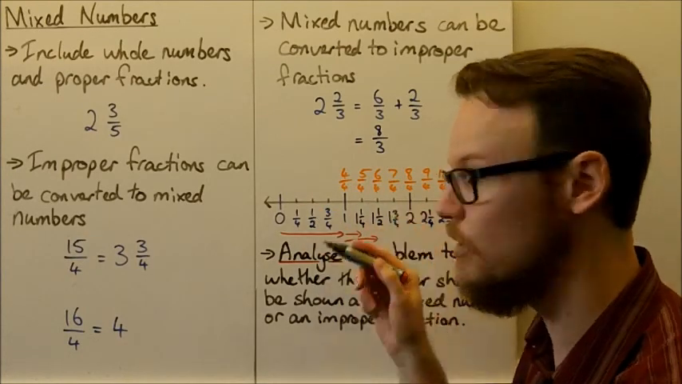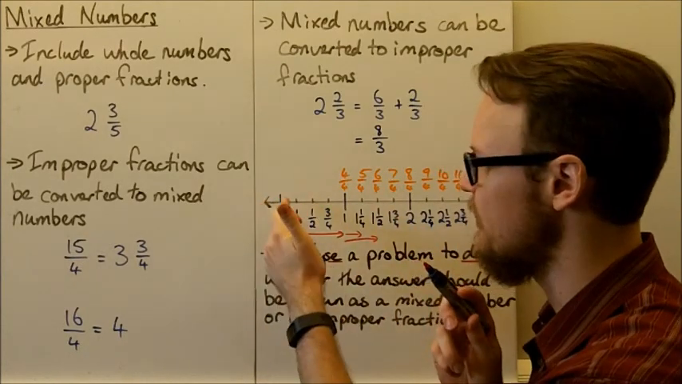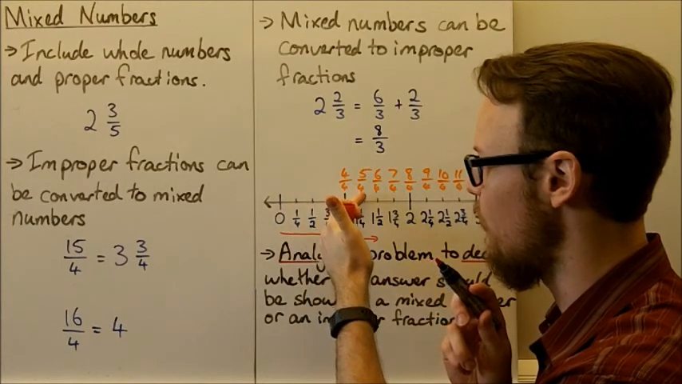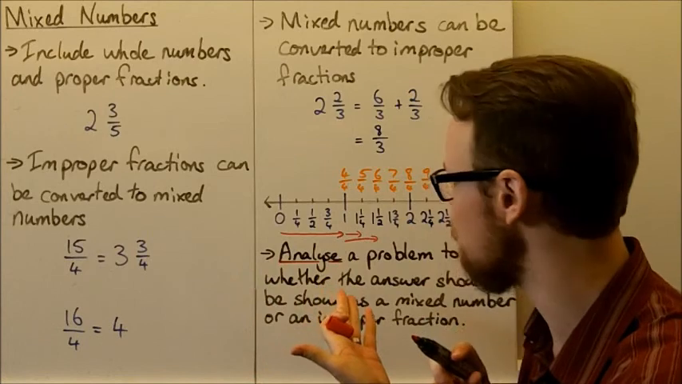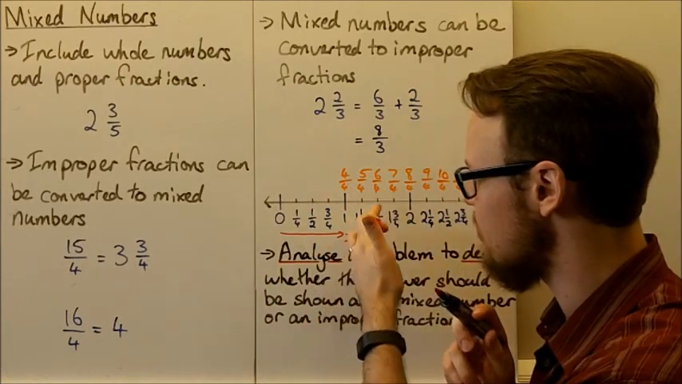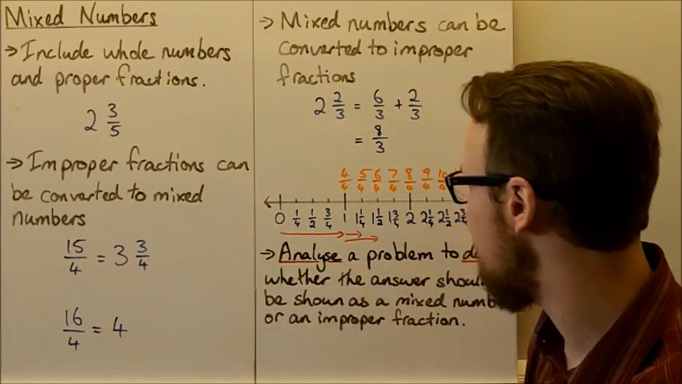But you can count all of the quarters all the way from 0 up. So I've got 1, 2, 3, 4, 5 quarters at this point here. It's the same as saying I've got 1 plus the extra quarter. 6 quarters is the number of quarters all the way up to 1 1/2.